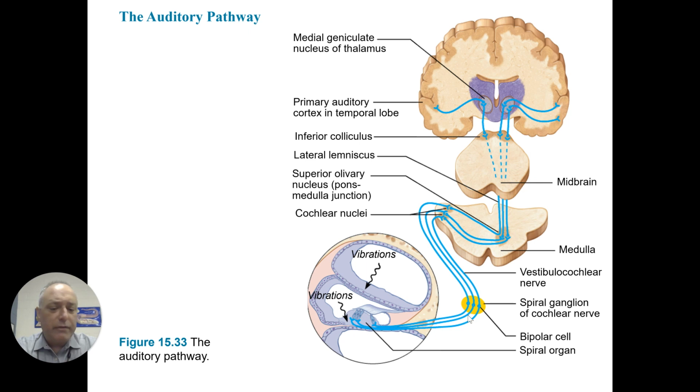The cochlear nerve then synapses in the medulla, where it radiates up to the thalamus and then into the primary auditory cortex. And this is in the temporal lobe.